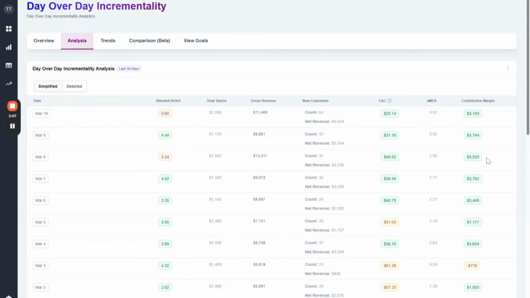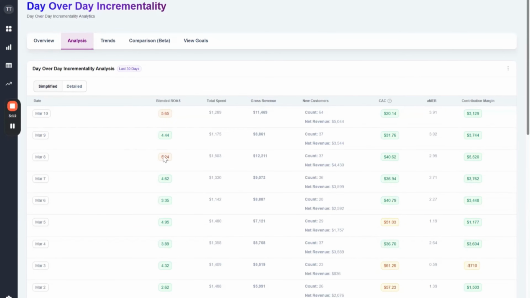And finally, and most importantly, we see our contribution margin. So after all expenses, variable costs to fulfill the product, ship the product, COGS, and our marketing spend, what is our contribution margin left at the end of the day? How much profit are we adding into the business, ranging from 5K to 3K? Okay, now let's do a quick analysis.